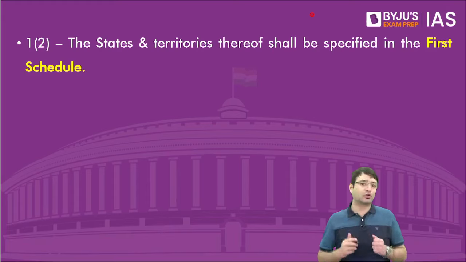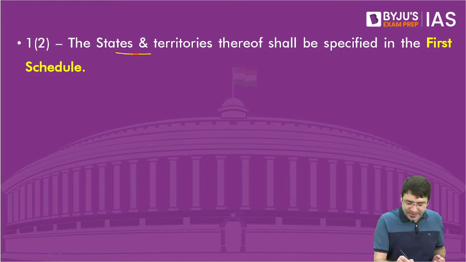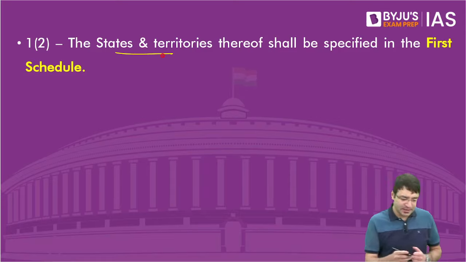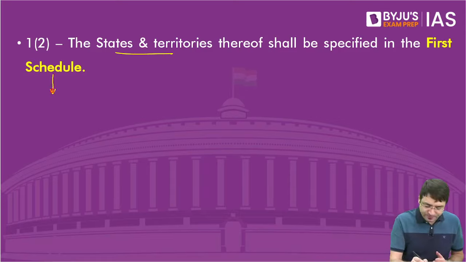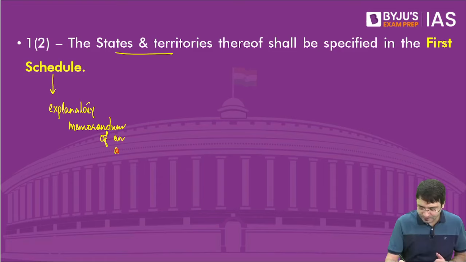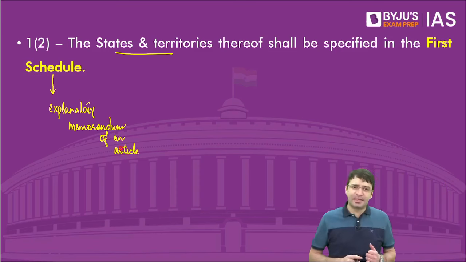Article 1, Clause 2. The states and territories thereof shall be specified in the first schedule of the Constitution. Now, what is a schedule? Schedule is an explanatory memorandum of an article. What do we mean by that?